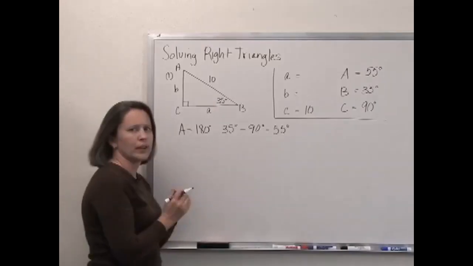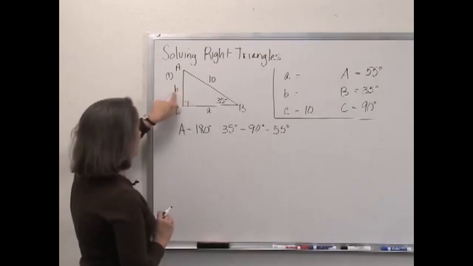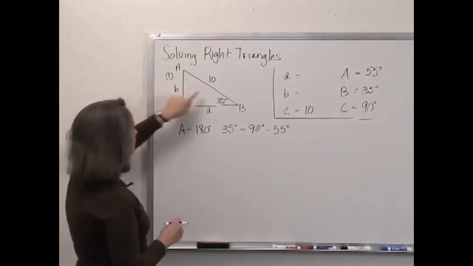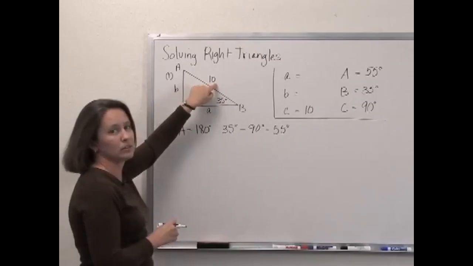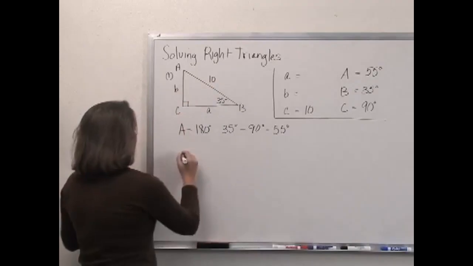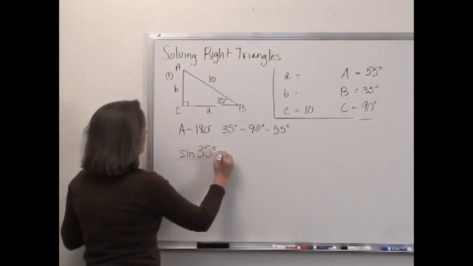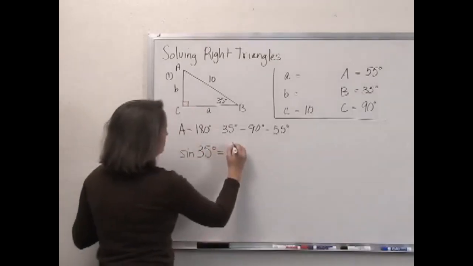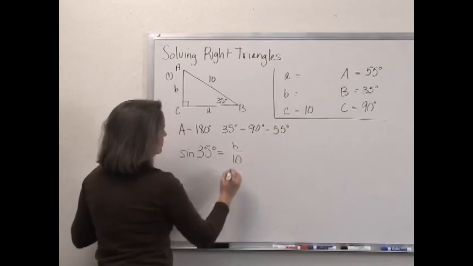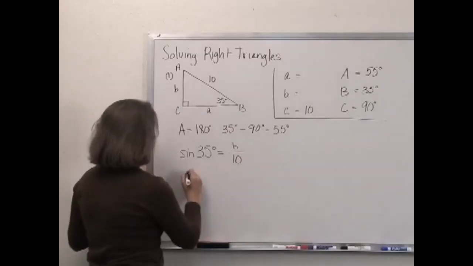So which ratio might I use? It kind of depends on what else I know. I know the opposite. I'd like to know the opposite side. I do know the hypotenuse. So now we know which ratio to use, right? The sine of 35 degrees is the opposite side, B, over the hypotenuse. We're going to solve for B, multiply both sides by 10.